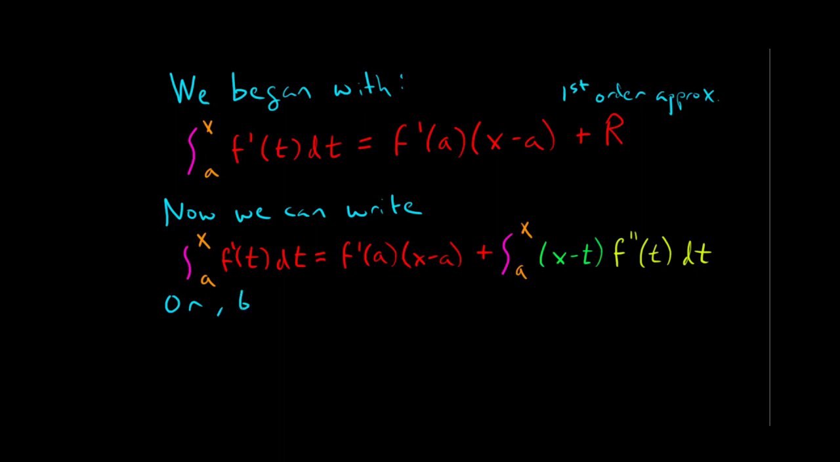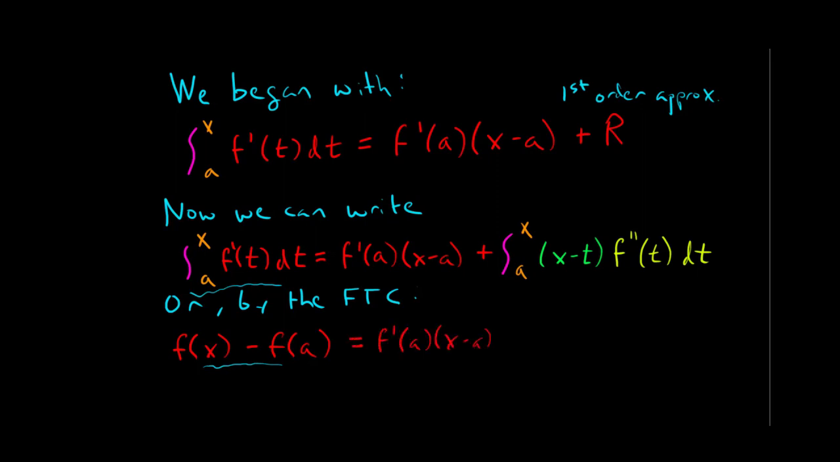But we can go further here because, by the fundamental theorem of calculus, our integral from x to a of f prime of t dt equals f of x minus f of a, which again, just underlining those two expressions, equals f prime of a times x minus a plus our integral expression for r, the integral from x to a of x minus t times f double prime of t dt. Finally, rearranging, we have an approximation for f of x.